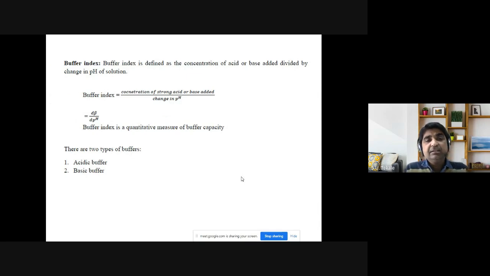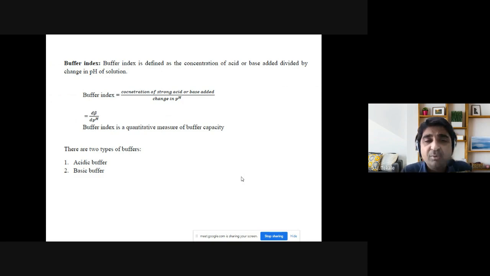Then the next point is buffer index. So buffer index, what is it exactly? We know that buffer solutions are the solutions which resist change in their pH value on addition of a small amount of acid or base. But if a large quantity, an excess amount of acid or base is added, then the pH of that buffer solution may get changed.